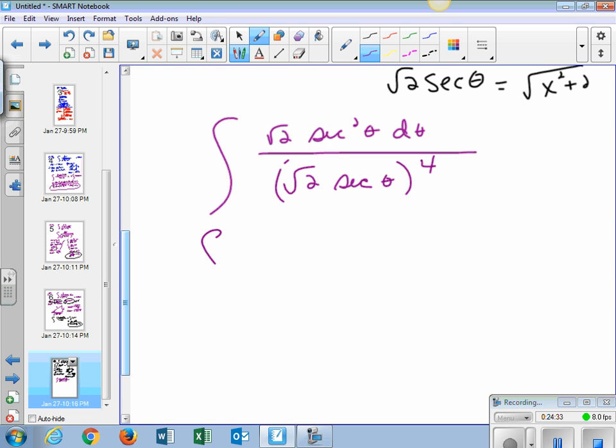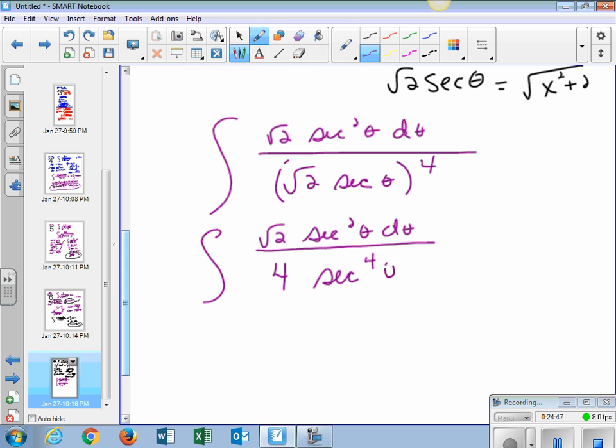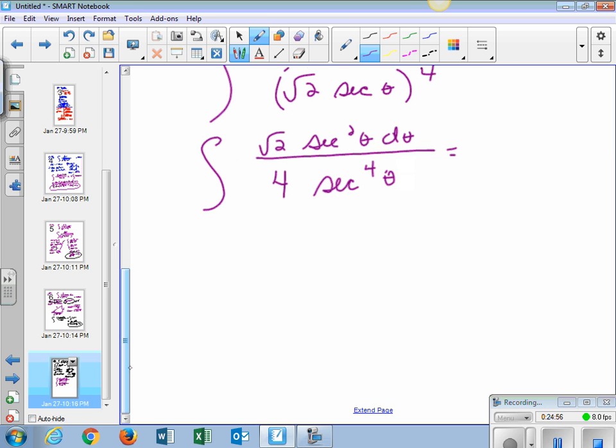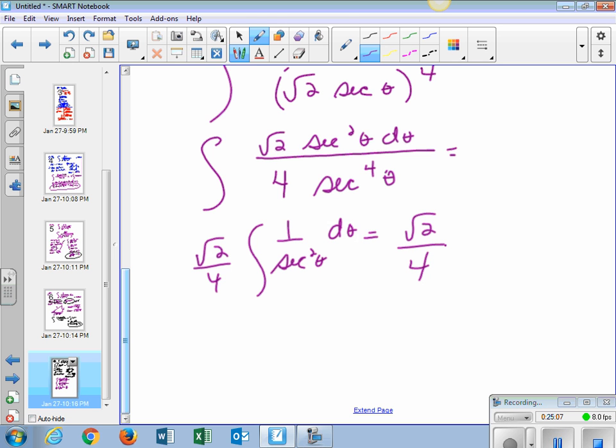So I have the integral of root 2 secant squared theta d theta. In the denominator, making that look a little bit nicer, root 2 to the 4th power is just going to be 4, and then I'm going to have secant to the 4th theta. Well, I'm going to simplify that down a little bit. I'm going to bring my root 2 over 4 out front, and then I have 1 over secant squared theta d theta. Then I'm going to change that a little bit more. Secant squared theta in the denominator, that's really 1 over secant squared, which is cosine squared theta.